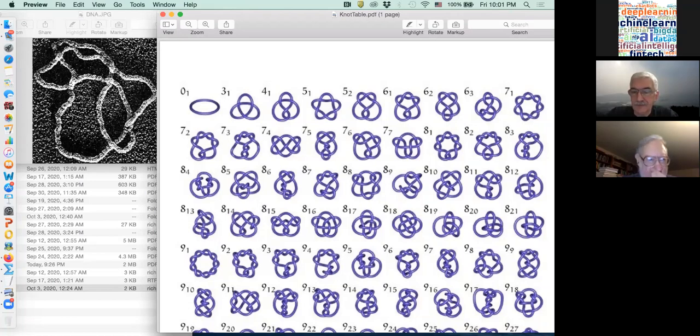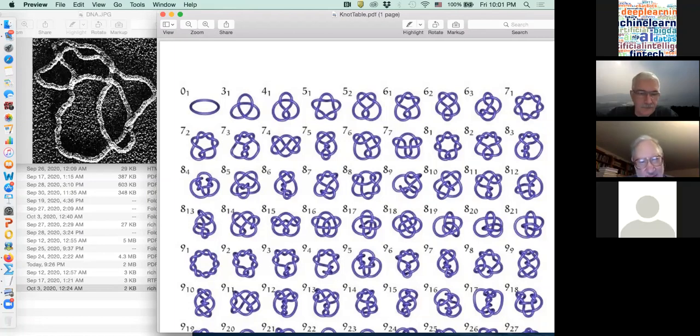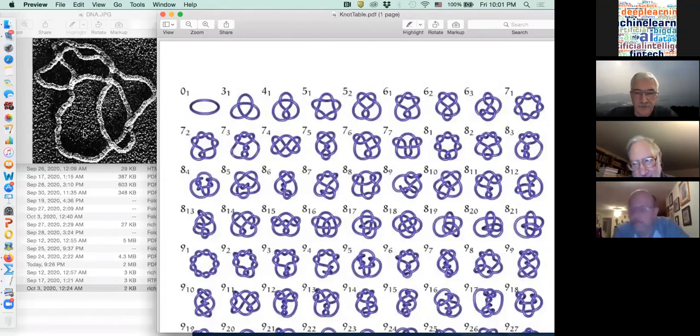But how many crossings does it have? 1, 2, 3, 4, 5, 6. So it must be a 6-crossing diagram, and there are 3 candidate 6-crossing diagrams in the table. So it should be one of them. Is it 6-2? Yeah, 6-2. Right.